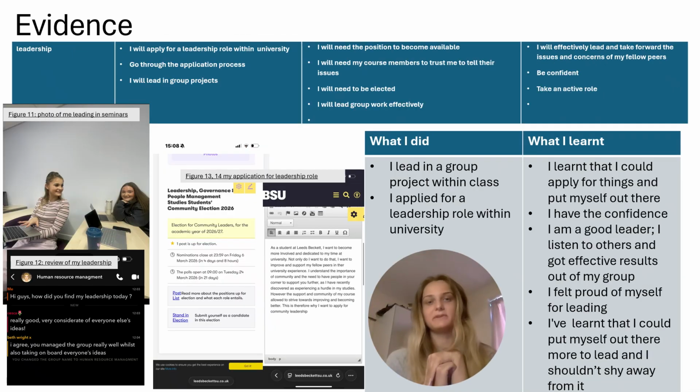Leadership has always made me feel quite anxious, as I am a shy person. However, through taking the leap and leading in my seminar groups and applying for leadership roles within university, I've learned I do actually have the skills to lead. I feel more confident and ready to challenge myself for more leadership roles. I also feel like if I was to do it again, I have the skills and I'm actually quite good at it, which is something I wasn't expecting, but I'm really proud of myself for taking that jump.